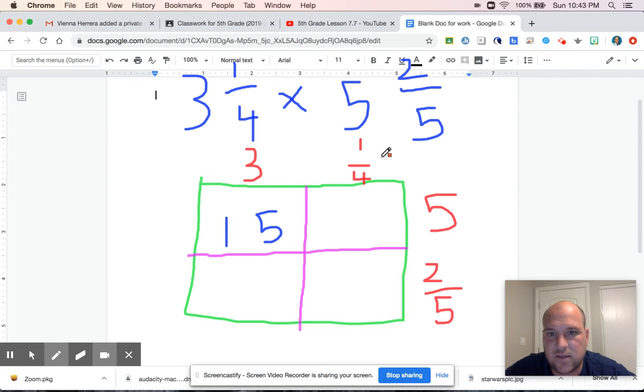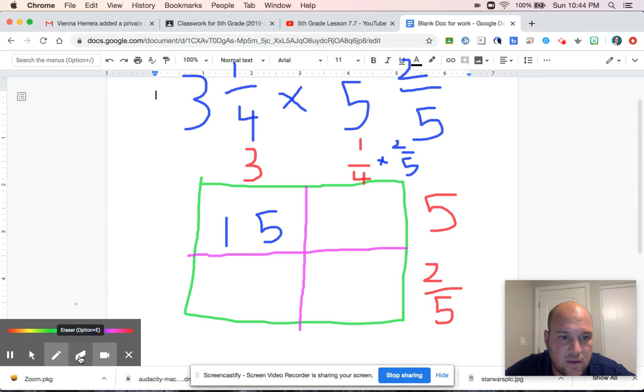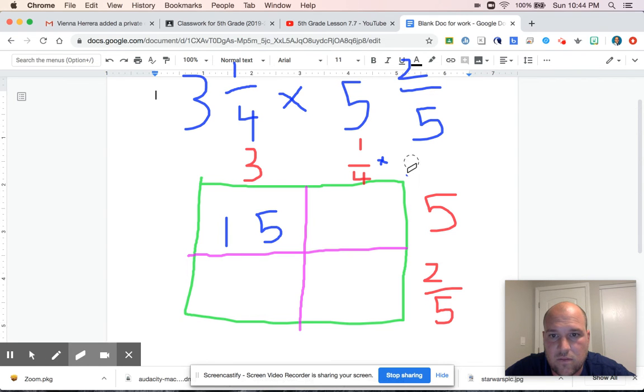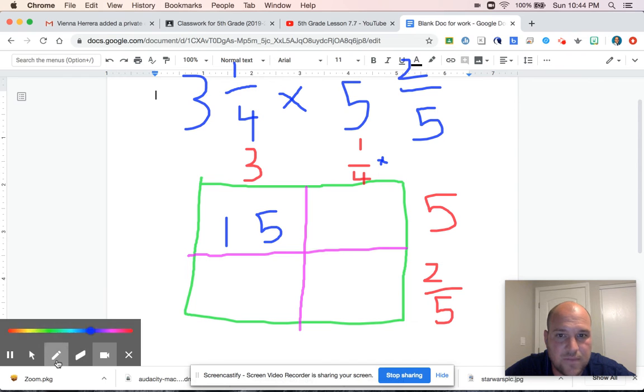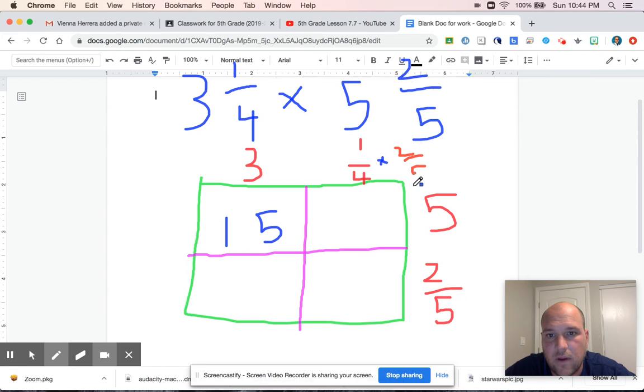1/4 times 2/5. Okay, if I were to set those next to each other, I'll just do it right here. I should use a different color to not confuse you with that other stuff. 1/4 times 2/5. Let's go straight across. 1 times 2, 2. 4 times 5, 20. Okay. I could reduce that. Yeah, let's just reduce it.